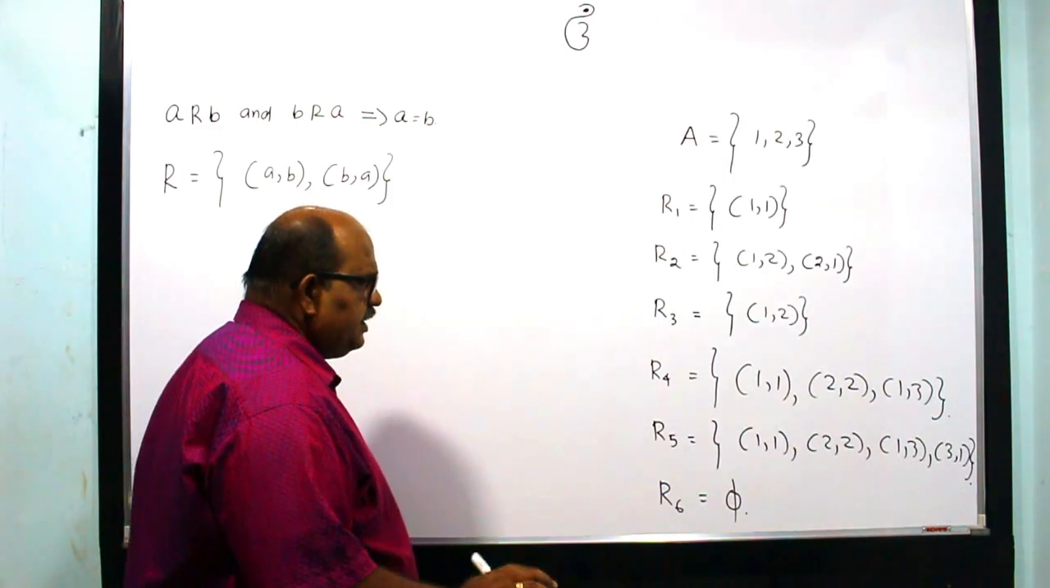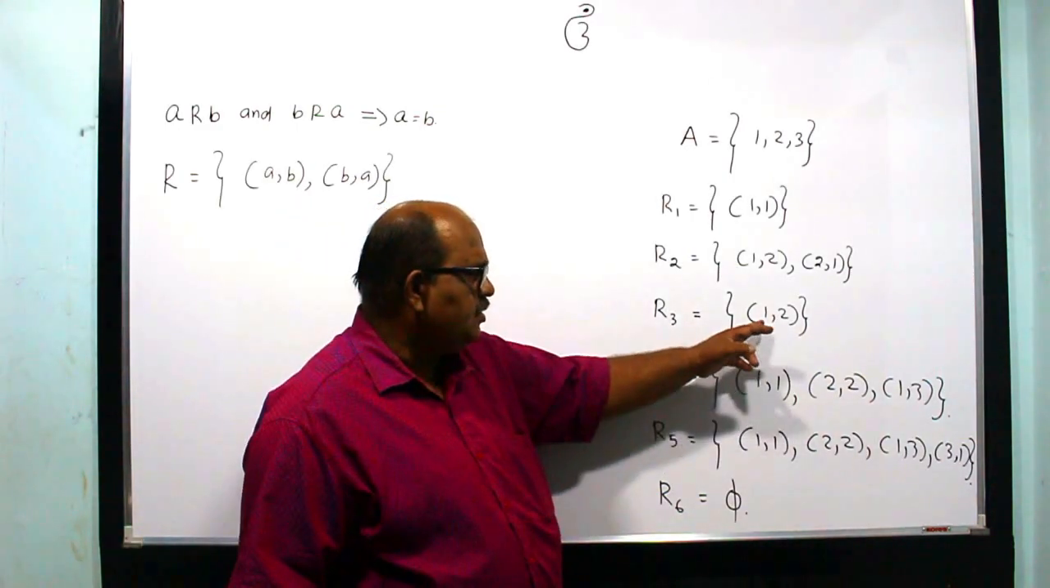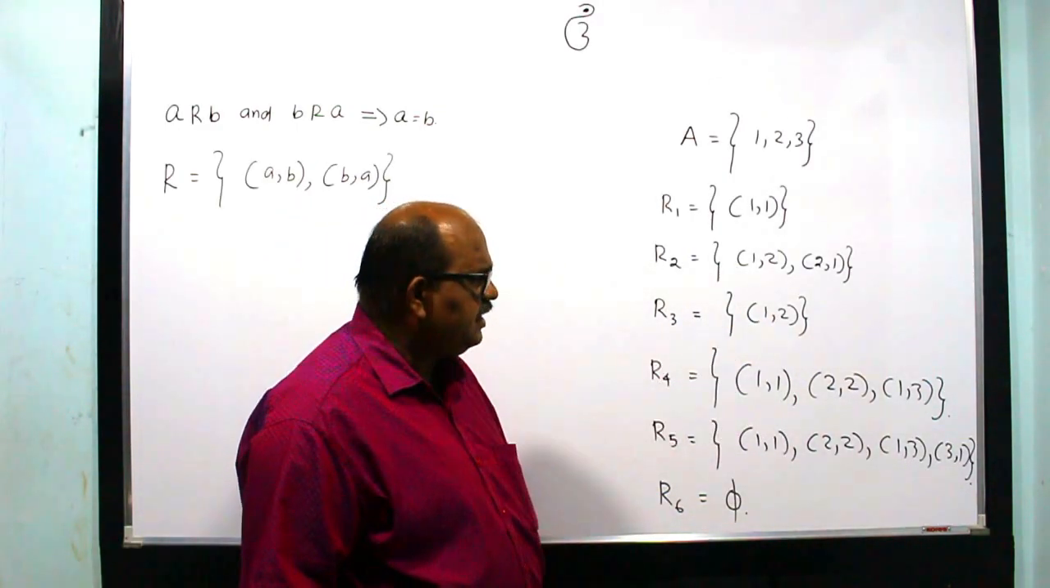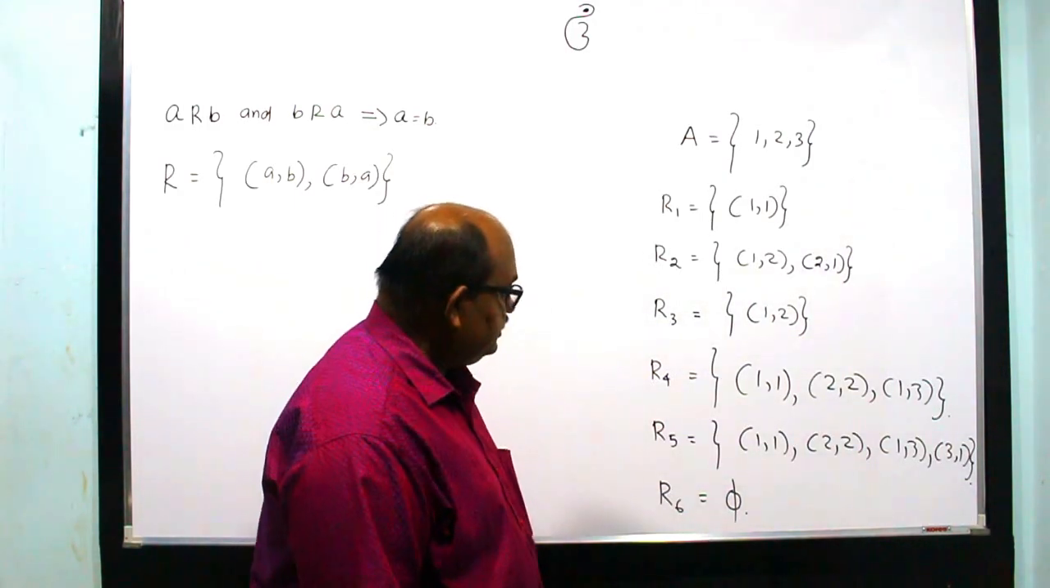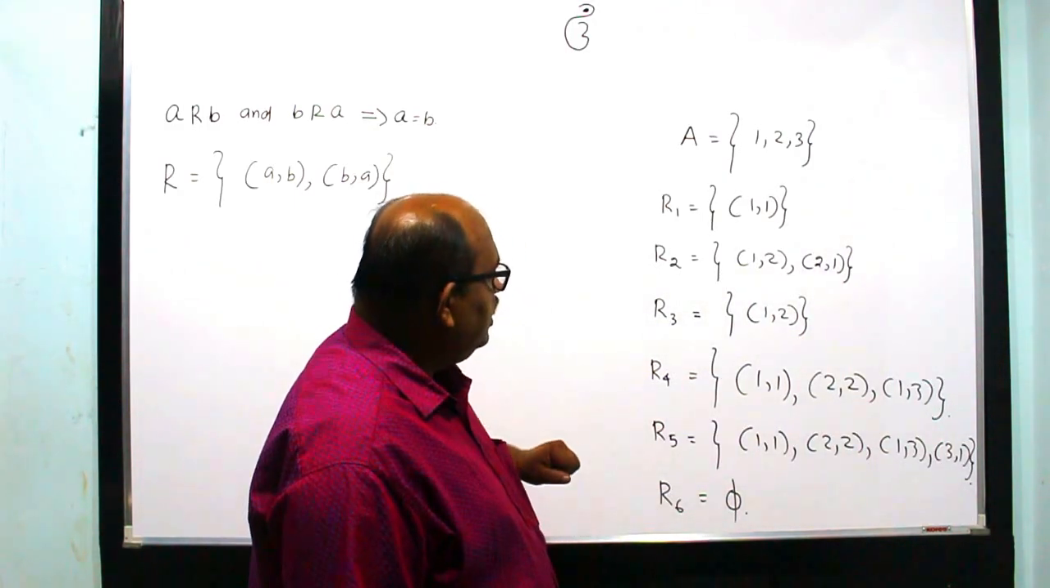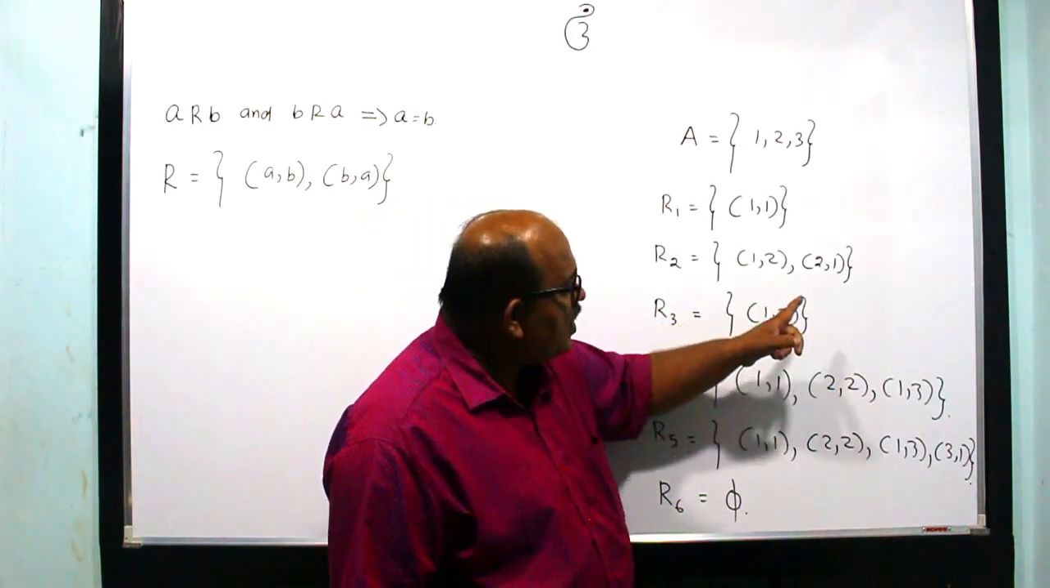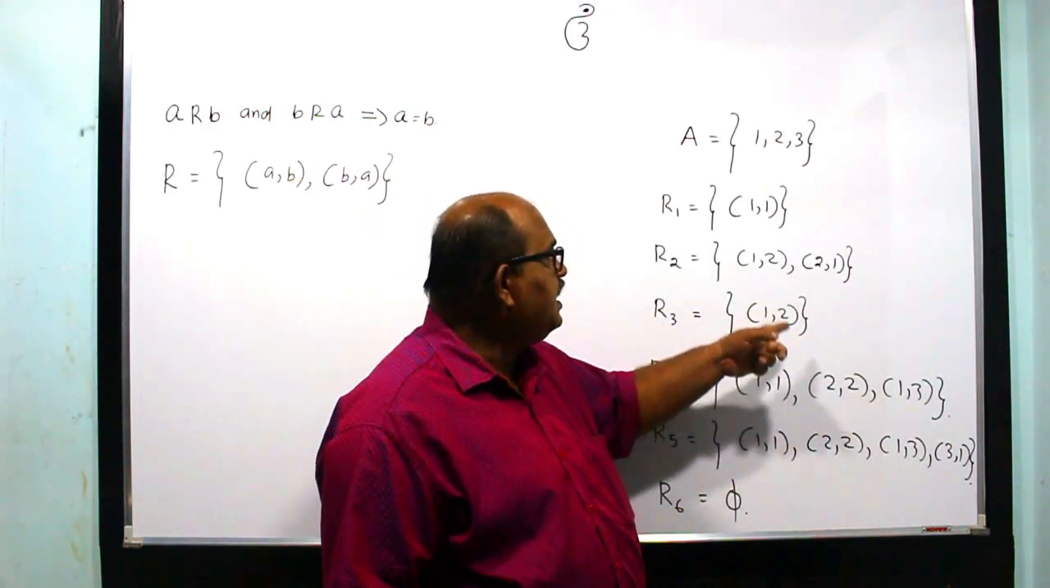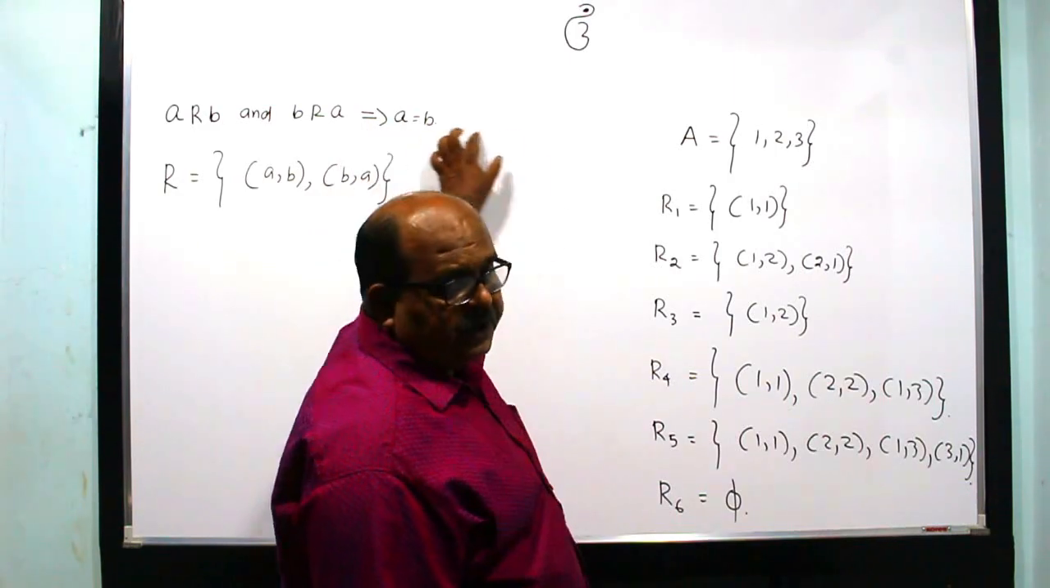Think, this is a very interesting thing. R3 is equal to {(1, 2)}. Is this an antisymmetric relation? Yes. How? If (1, 2) and (2, 1) are both present, then I will search for A is equal to B.